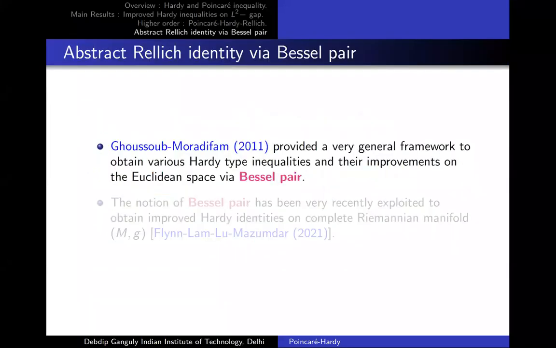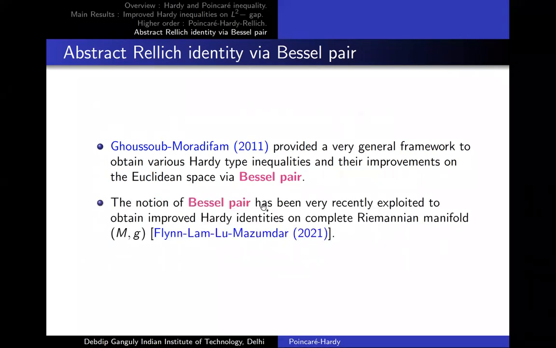Okay. Now, we have to study in a completely different way. Ghoussoub and Moradifam in 2011 provided a very general framework to obtain various Hardy type inequalities and their improvements on the Euclidean space via Bessel pairs. What is a Bessel pair? A Bessel pair means it satisfies some differential equations. I will come to that. The notion of Bessel pair has recently been exploited to obtain this type of Hardy inequality on a complete Riemannian manifold by Flynn, Lamb, Liu, and Majumdar in 2021.